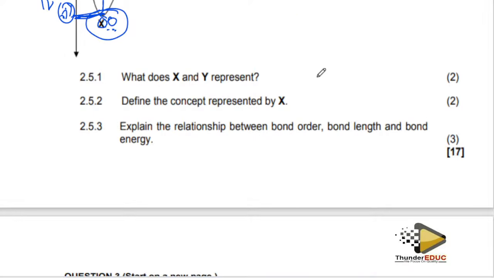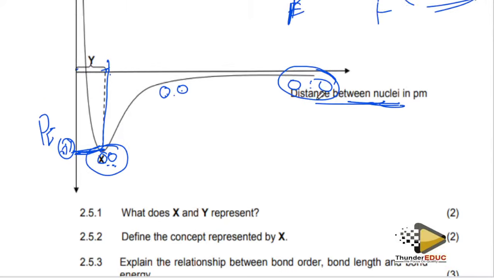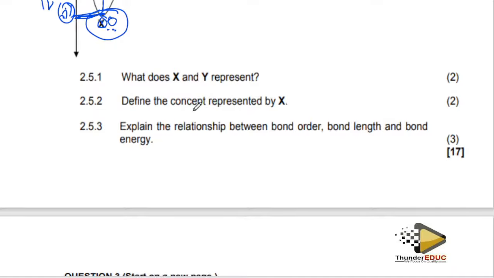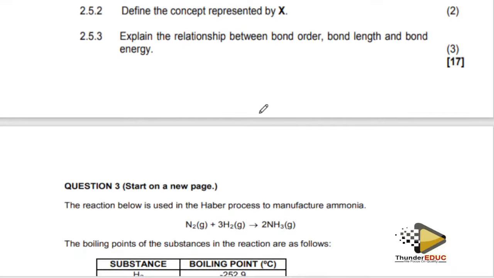What does X represent? Define the concept X. Where is X? Yeah, this energy. So they're asking you to define the bond energy. Basically, bond energy is the amount of energy which is released when you form the bond or absorbed when you break the bond. The amount of energy when you're forming the bond or breaking the bond is what you call the bond energy. So you have to know that. Guys, don't go to the paper without knowing that.